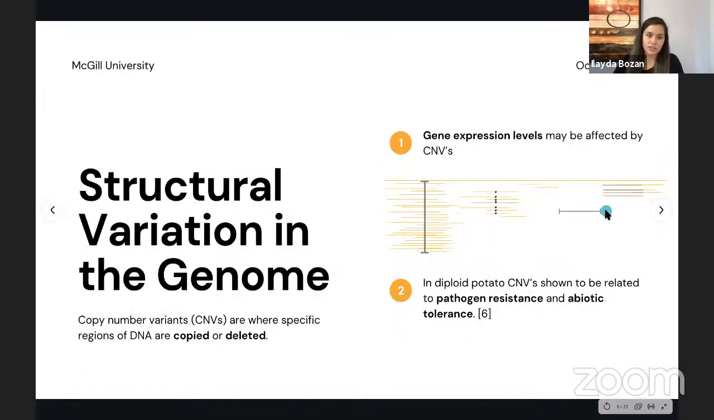Structural variation in the genome includes copy number variations, where specific regions of DNA are copied or deleted. These may cause the gene expression levels to increase if it's doubled. It could decrease when it's deleted. And it's been shown that CNVs in potato diploid species affect pathogen resistance and antibiotic tolerance.